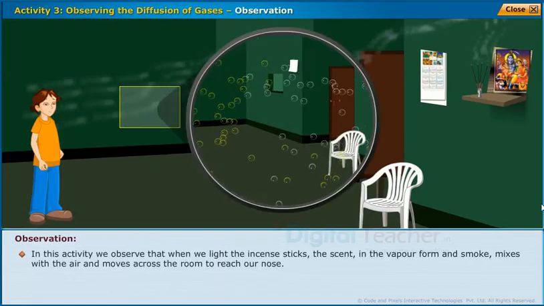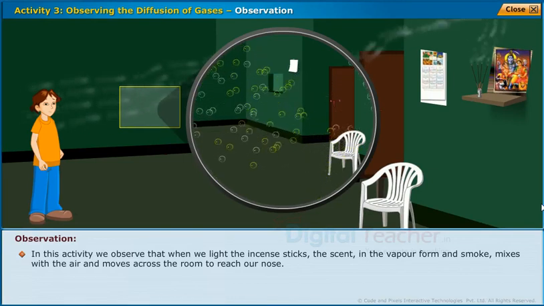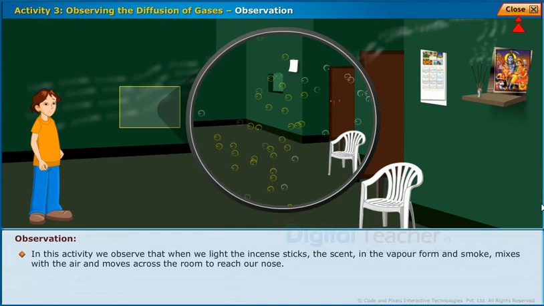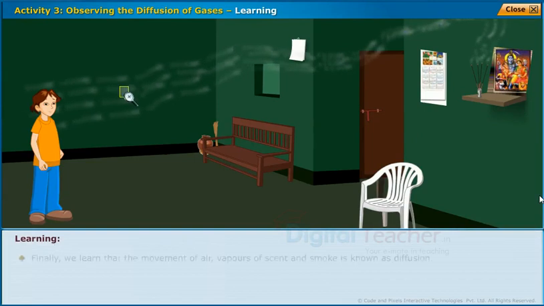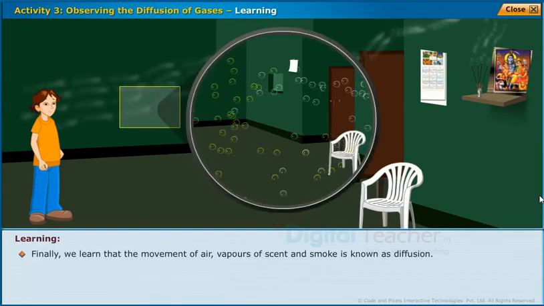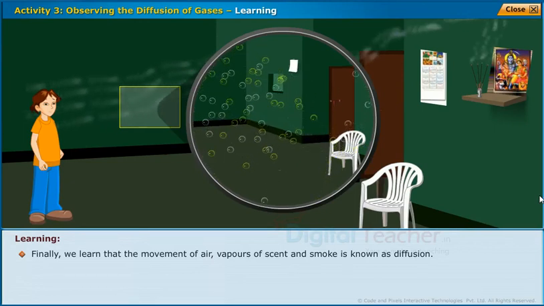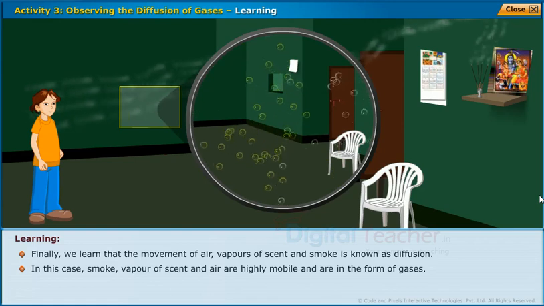In this activity, we observe that when we light the incense sticks, the scent in the vapor form and smoke mixes with the air and moves across the room to reach our nose. Finally, we learned that the movement of air, vapors of scent, and smoke is known as diffusion. In this case, smoke, vapor of scent, and air are highly mobile and are in the form of gases.